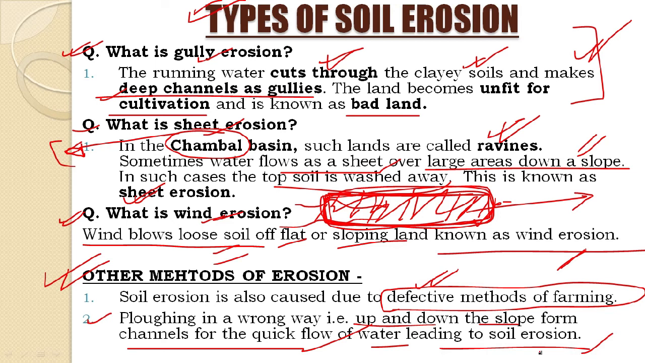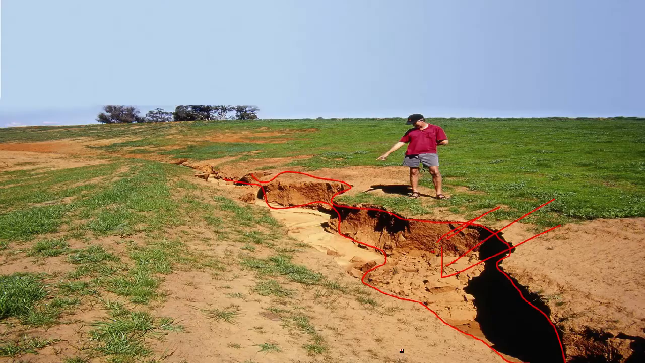So students, when we see that the plowing is done in a wrong way, it makes channels. When there are channels in the soil, it becomes a good path for water to flow down. And when you make good pathways for water to flow down, it will wash away the top layer of the soil, therefore causing soil erosion. So I hope the topics are very clear. Let us go through the pictures again.